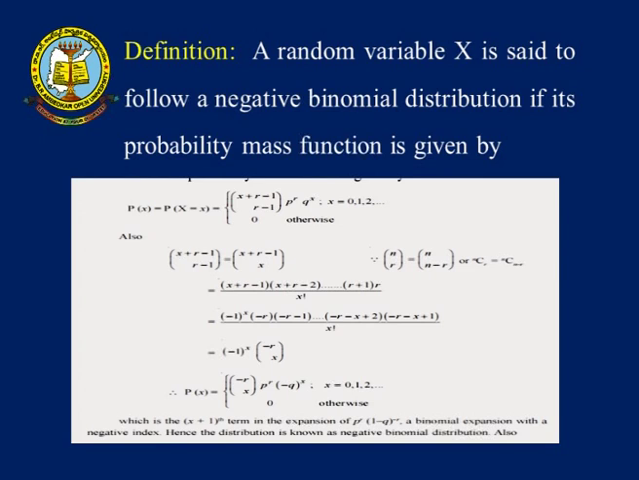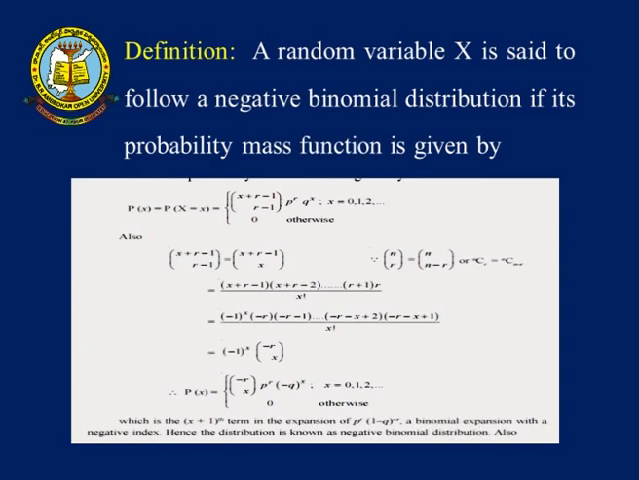Finally, we can take minus 1 whole to the power of x into minus r C x. Therefore P(x) can also be written in terms of negative sign, that is minus r C x into p to the power of r into minus q whole to the power of x, where x takes the values 0, 1, 2. Otherwise P(x) is 0. This is the (x plus 1)th term in the expansion of p to the power of r into 1 minus q whole to the power of minus r, a binomial expansion with negative index. Hence the distribution is known as the negative binomial distribution.